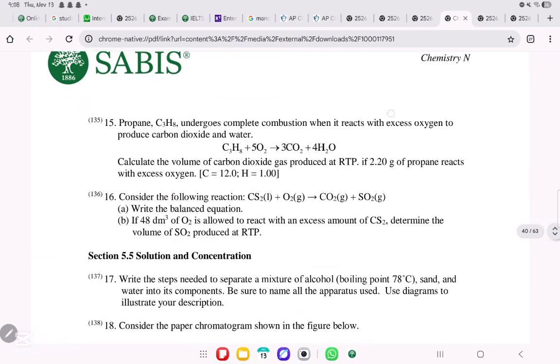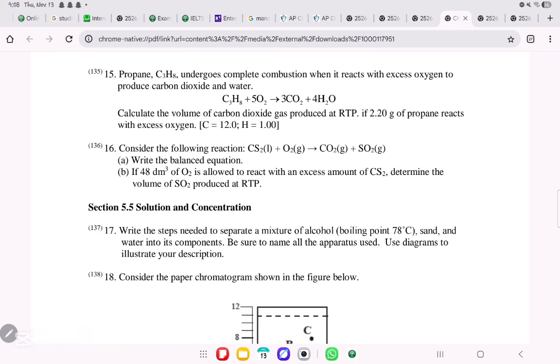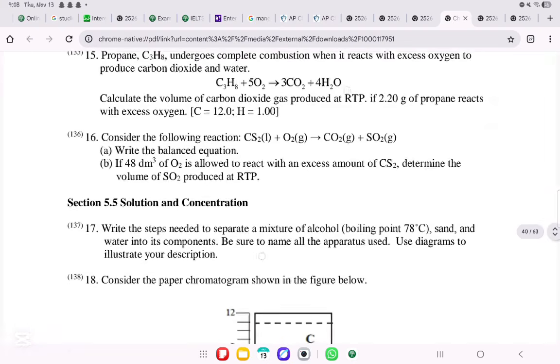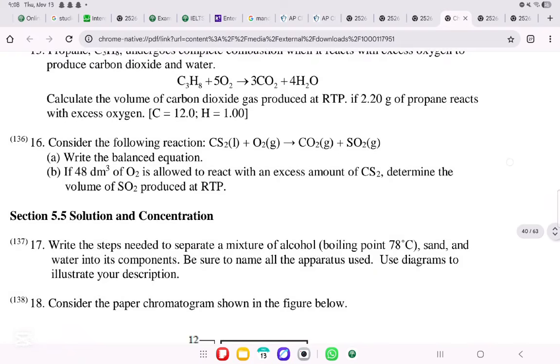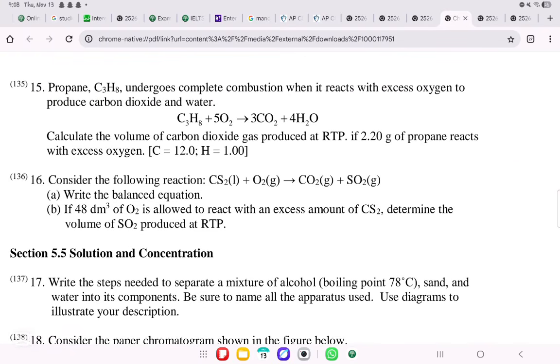Propane, C3H8, undergoes complete combustion when it reacts with excess oxygen to produce carbon dioxide and water. Calculate the volume of carbon dioxide gas produced at RTP if 2.20 grams of propane reacts with excess oxygen. First of all, let's write the equation. Oh, why am I writing the equation? They gave me the equation. Okay, my bad, guys. C3H8 plus 5O2 will give me 3CO2 plus 4H2O.